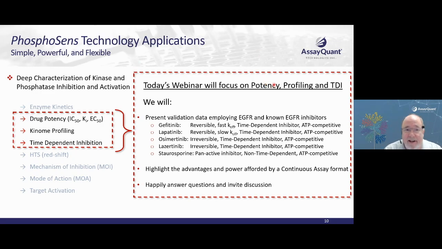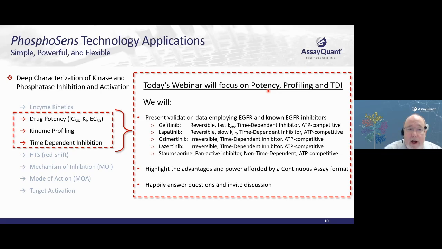I'm going to kick off. I'll tell you a little bit more about these inhibitors, and then we'll launch into drug potency, kinome profiling, and time-dependent inhibition, and how that works with our assay system. So gefitinib and lapatinib are first-generation inhibitors that came out of AstraZeneca and GSK. As Michelle said, they're reversible inhibitors, but they differ in their off rates. Gefitinib is your typical fast off rate inhibitor, whereas lapatinib is a slow binder.